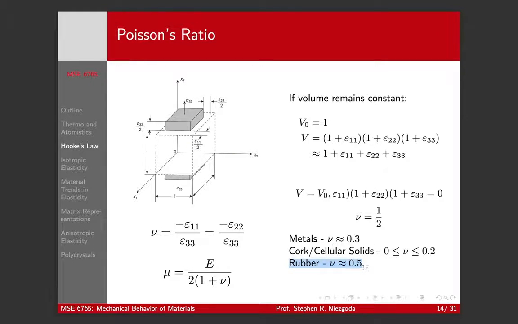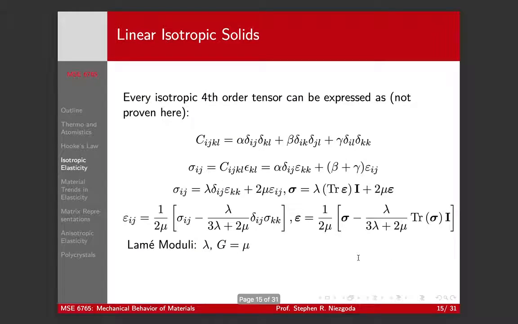Natural rubbers and elastomers have Poisson's ratios that approach 0.5, so they're volume conserving. So natural rubber does not make a very good cork for a wine bottle. It's very difficult. You can't get it in. Okay.